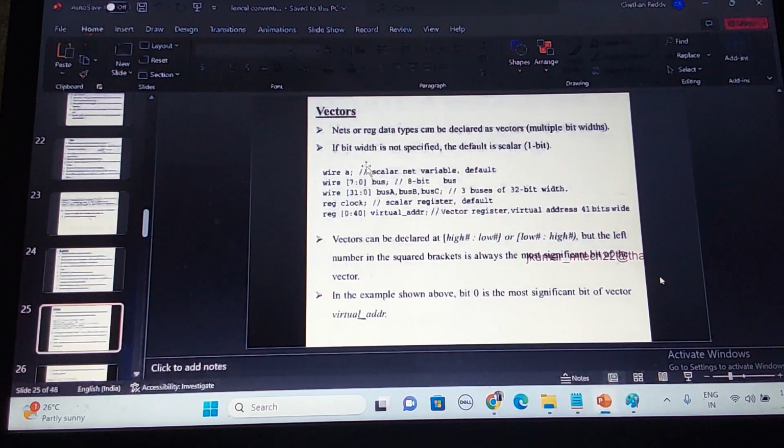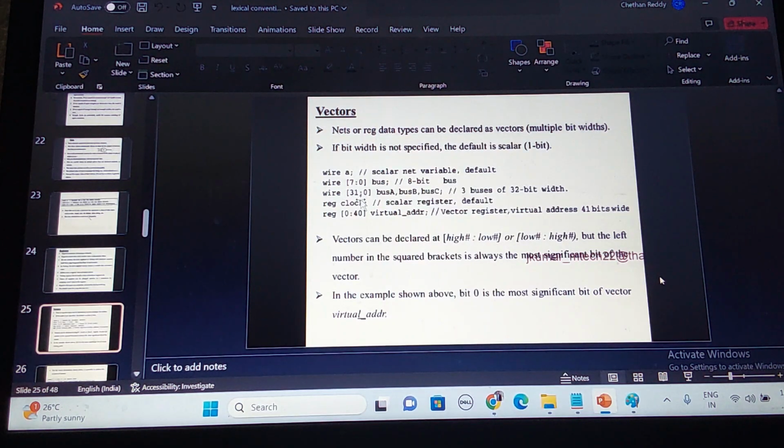So this is what the vectors are. If the bit width is not specified, the default is 1 bit. Now you can see wire A is nothing but 1 bit. You can see this example. What is wire A? It is a scalar net variable by default. What is wire [7:0]? It is an 8-bit, I can call it a bus. The variable I'm using as a bus. Now it is nothing but what? 8-bit bus. What about this y?